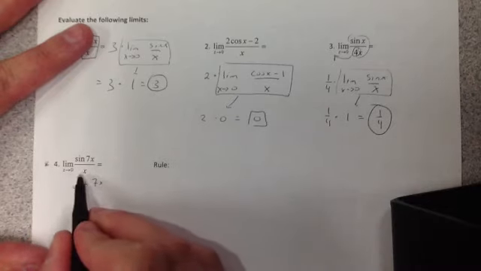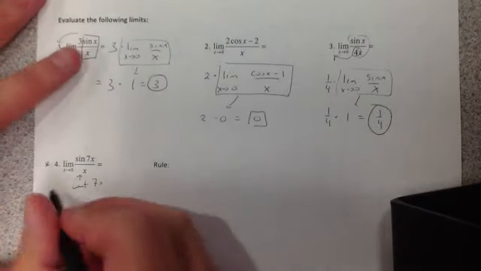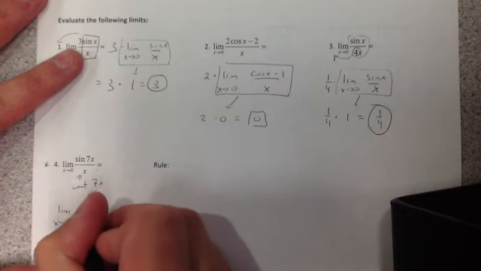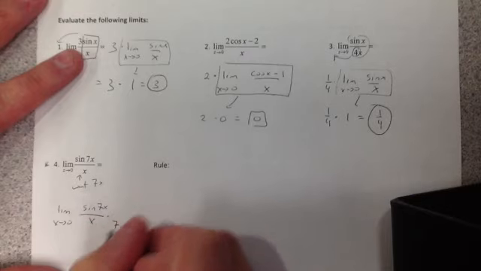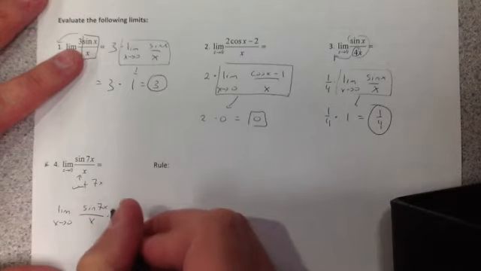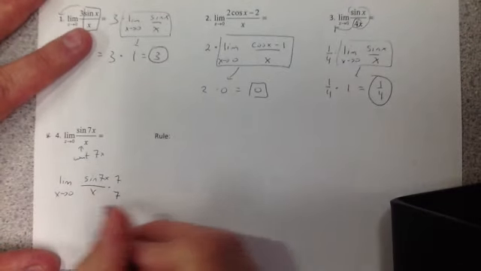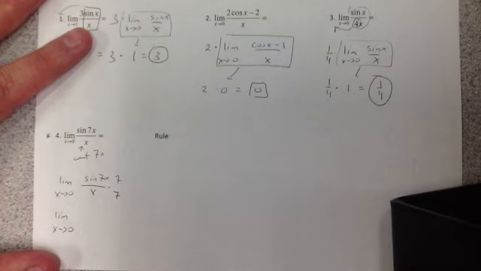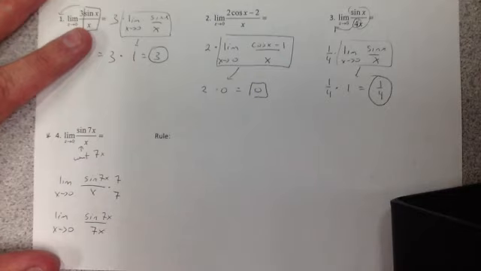So what do I have to do to make the bottom a 7x? Multiply it by 7. But there's a rule in algebra. If I multiply the bottom by 7, so I'm going to rewrite out the question, if I multiply the bottom by 7, I have to multiply the top by 7. And what we wind up with is the limit as x goes to 0 of sine of 7x over 7x.